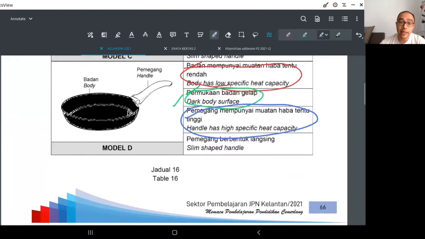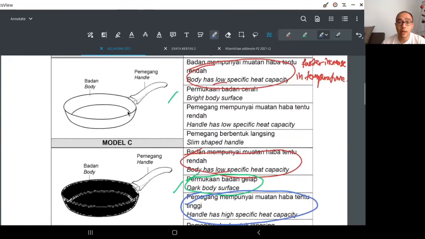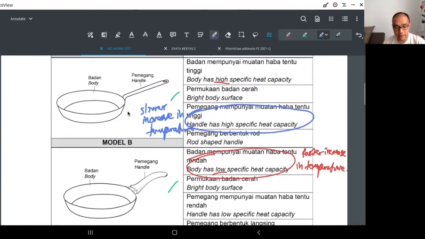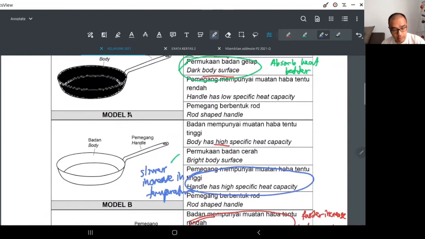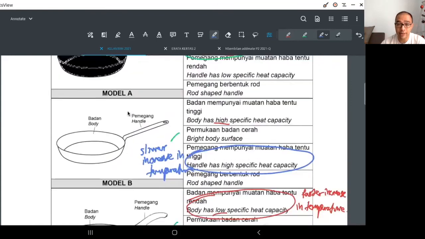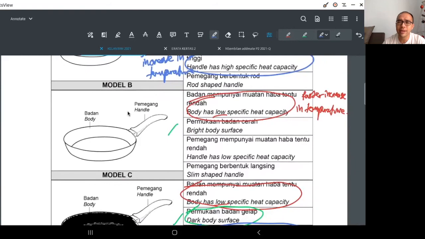Lastly, the shape of the handle. Do we want a slim shape handle or what is the other choice? A rod shape handle, just like one rod, a kind of stick shape only. Or do you want a slim shape handle? This is not a very good description.